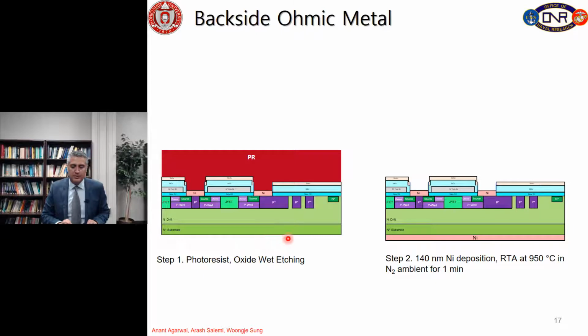Then after that, we need to remove the photoresist as well, and then deposit 140 nanometer nickel at the backside. Then by RTA, rapid thermal annealing, at 950 degrees C in N2 ambient for 1 minute, we will have a good ohmic contact by making a nickel silicide on the back side.